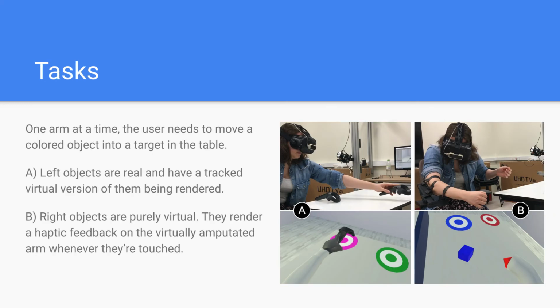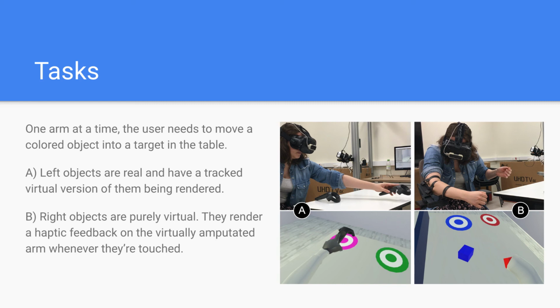Then we had tests that involved putting objects on a target drawn on top of the table. When you did the task with your left arm, you just grabbed the objects with your hand, just like you would do in the real world, because you still have the tangible objects and the table, so it was quite easy. But then when you move to the right arm, you have to try and push the objects with your elbow.